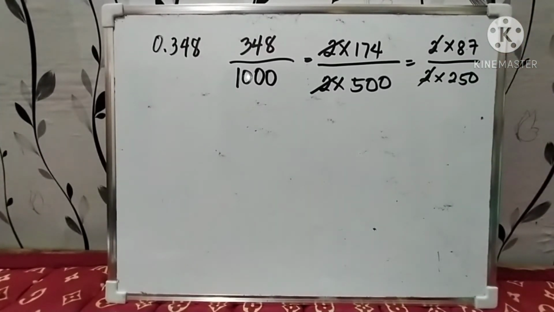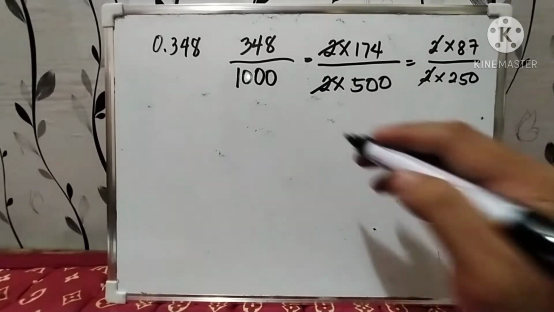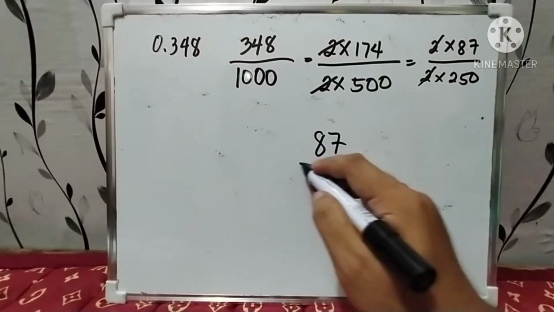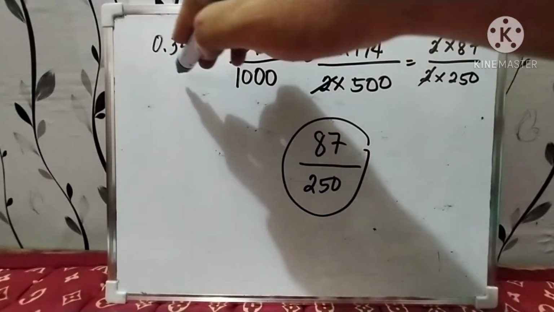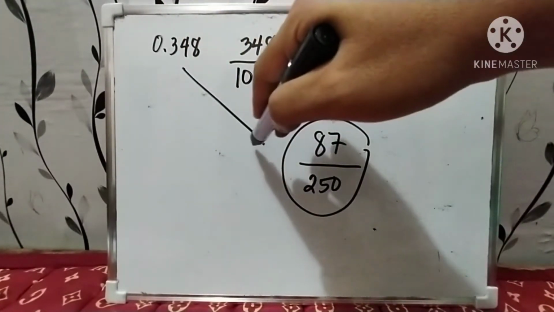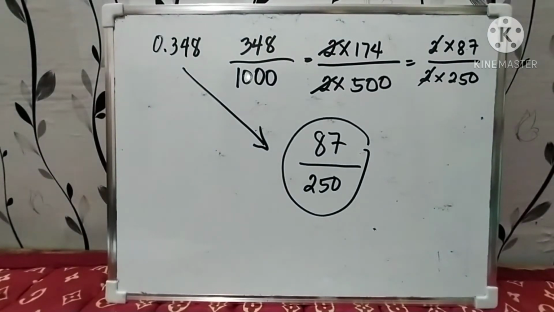Yung 87 and yung 250, ayan, wala na silang pwedeng i-divide. Okay? Yung common sa kanila, wala na kapag kinuha natin yung factors niya. So, therefore, the answer should be 87 over 250. So, therefore, kapag daw pala kinonvert natin ang 0.348 to fraction, the answer should be 87 over 250.